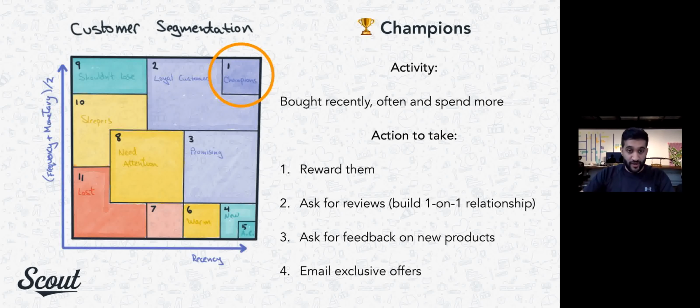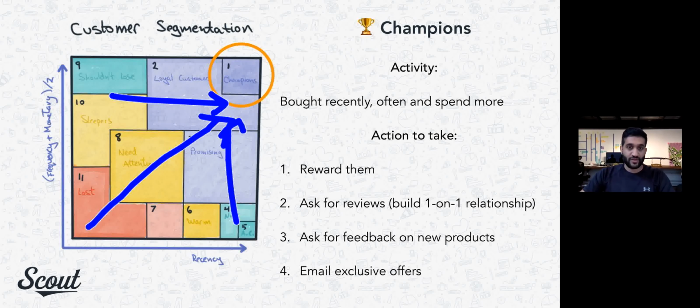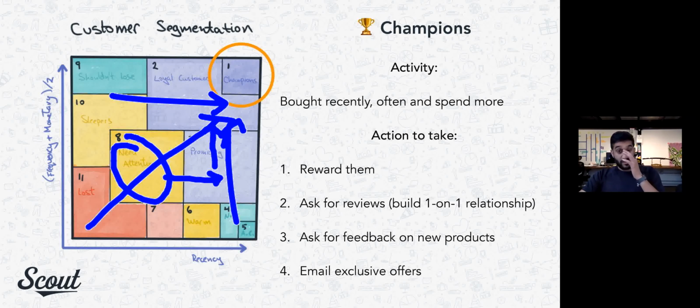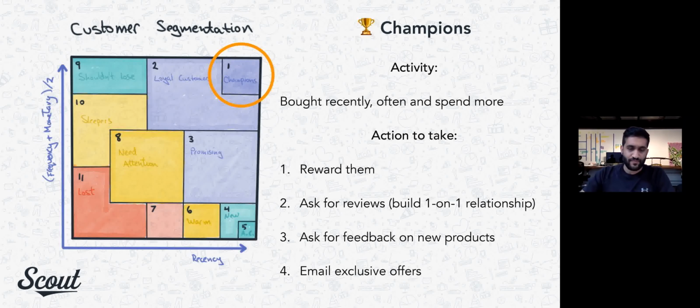So the goal of marketers is basically to move people up and to the right, up and to the right. So the goal of marketing is to get these guys over. If someone is a needs attention customer, then we want to move them here and then slowly move them here. So again, this is the goal of marketing.